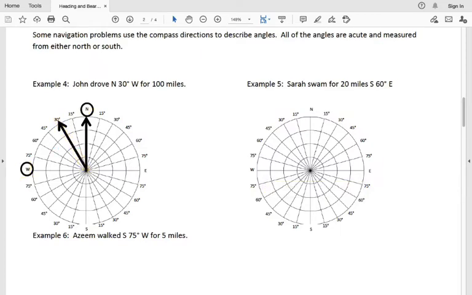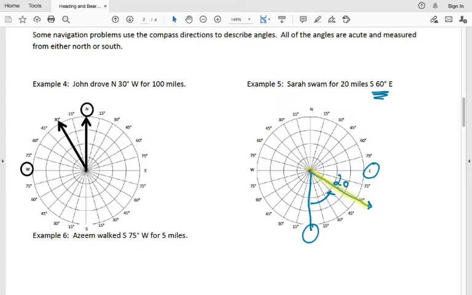Okay, on the next example, we have Sarah who's going to swim 20 miles, and she's going to go 60 degrees east of south. So we're going to find the south axis first, and we're going to go in the east direction 60 degrees. So this right here represents her actual path where she's swimming, and she's going to do that for 20 miles. So I'm going to label that there.